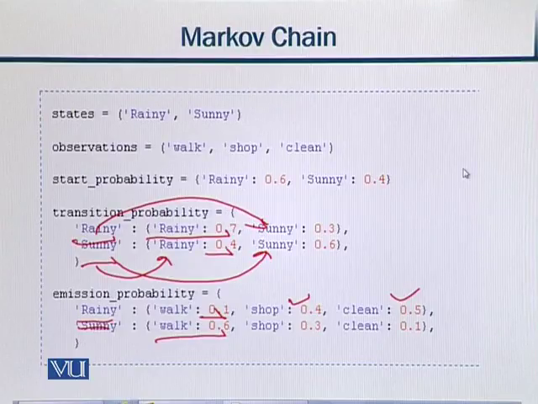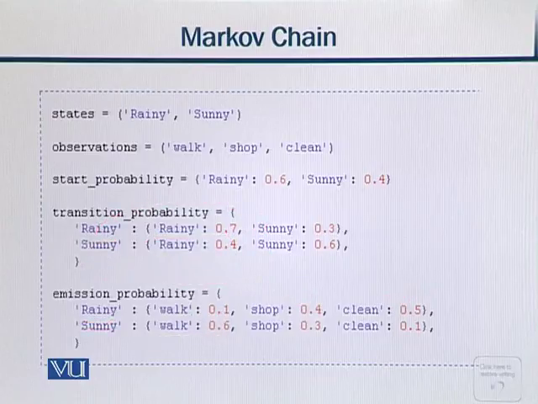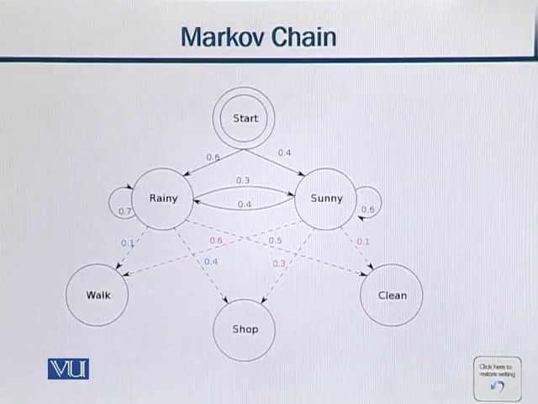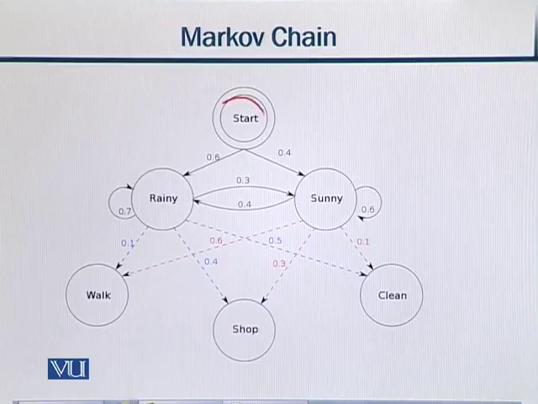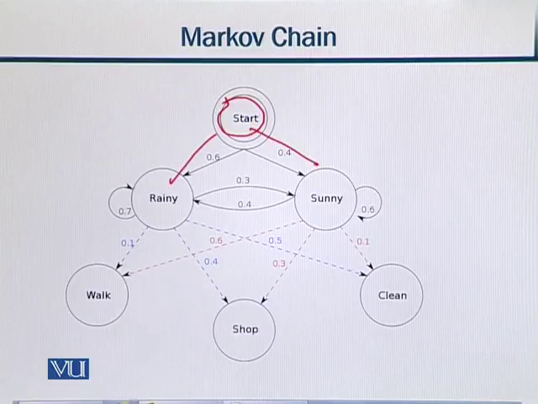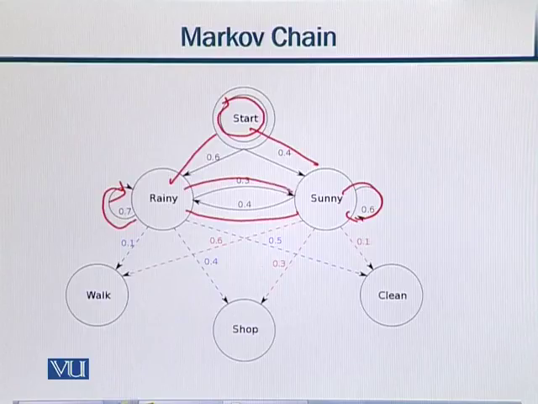If I make a graphical representation of this, it would look something like this. The system, or the state machine, starts. Then there are two states, either rainy or sunny. If it is rainy, the transition probability of staying is high, which is 0.7. Similarly, there are transition probabilities between rainy and sunny. And what are the emission probabilities now? The emission probabilities are the relationships of the different observations to these states, which are walk, shop, and clean.